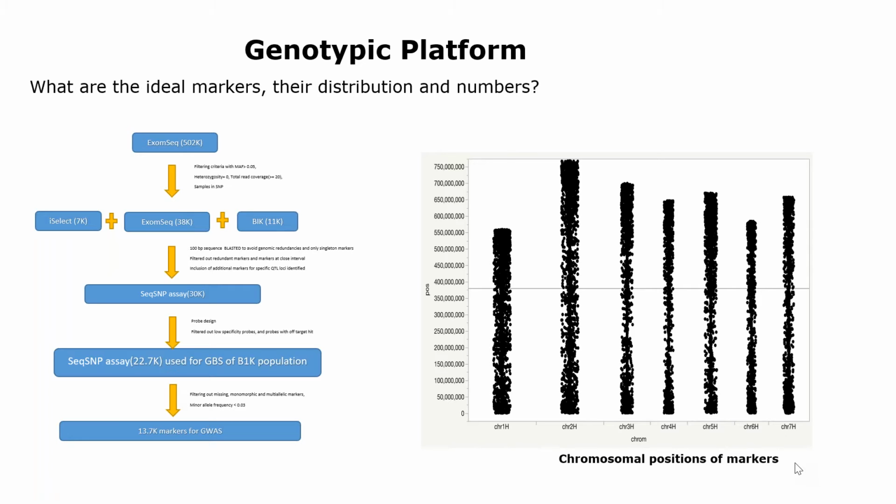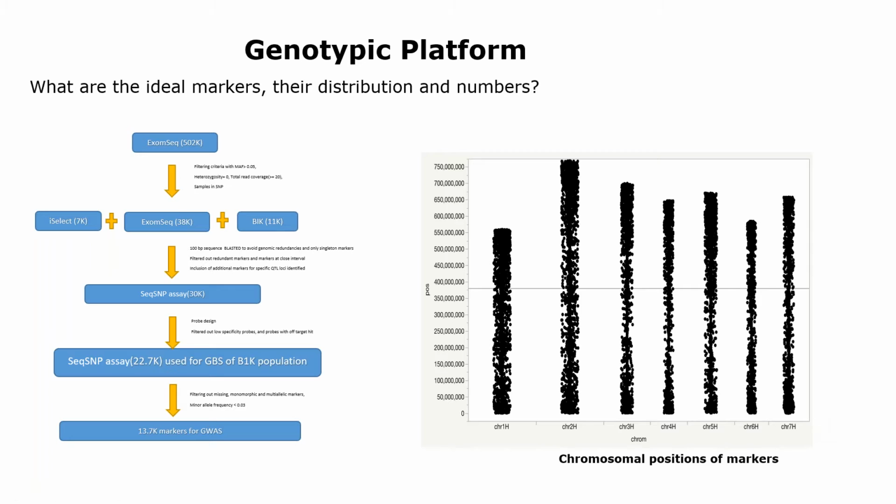That's why we took 3 different platforms where we already have data: iSelect 7K data, then ExomeSeq data around 38K, and the earlier B1K genotypic marker set around 11K. We combined all of them and checked that this is covering the whole genome, homogeneously distributed and not restricted to some of the chromosomes. You can see the distribution of the markers along the 7 chromosomes on the right-hand side.